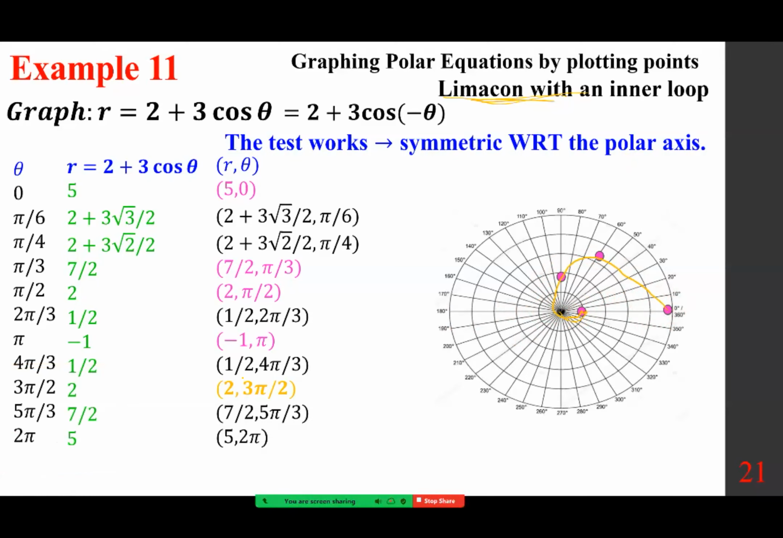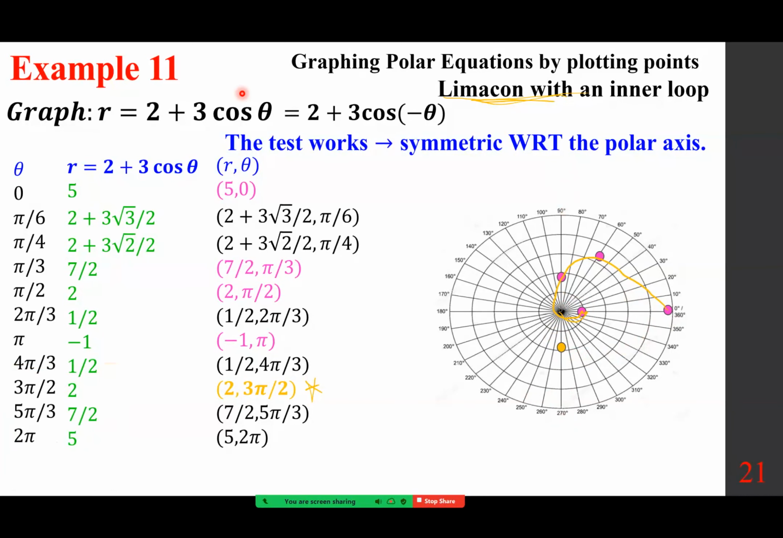Okay. However, this one, 2 at 3 pi over 2, means this is 90 degrees, this is 270 degrees, or 3 pi over 2. We want number 2. So 1 and 2 here, and that's another one. And you continue with this one. Okay. So it's going to go through the pole, and all you have to do is set this equal to 0 and solve. It gives you the specific angle that will take you there.